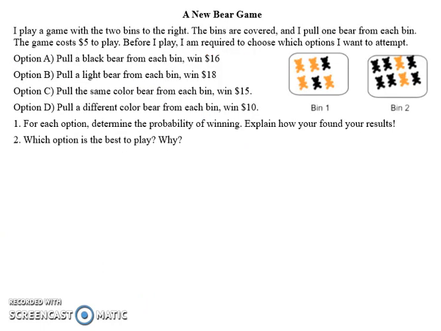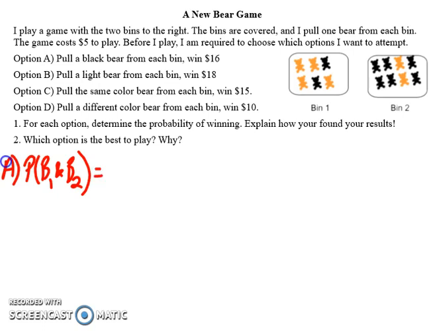So that's why we get to this bear problem, where we're looking at the idea of having two bins, and we have an option as to which game we want to play, where we pull a bear out of each of those bins and we can win some money. So if I start with option A, I'm going to pull a black bear from each bin. So that would be the probability of black in 1 and black in 2. And that's the only way I can do this.